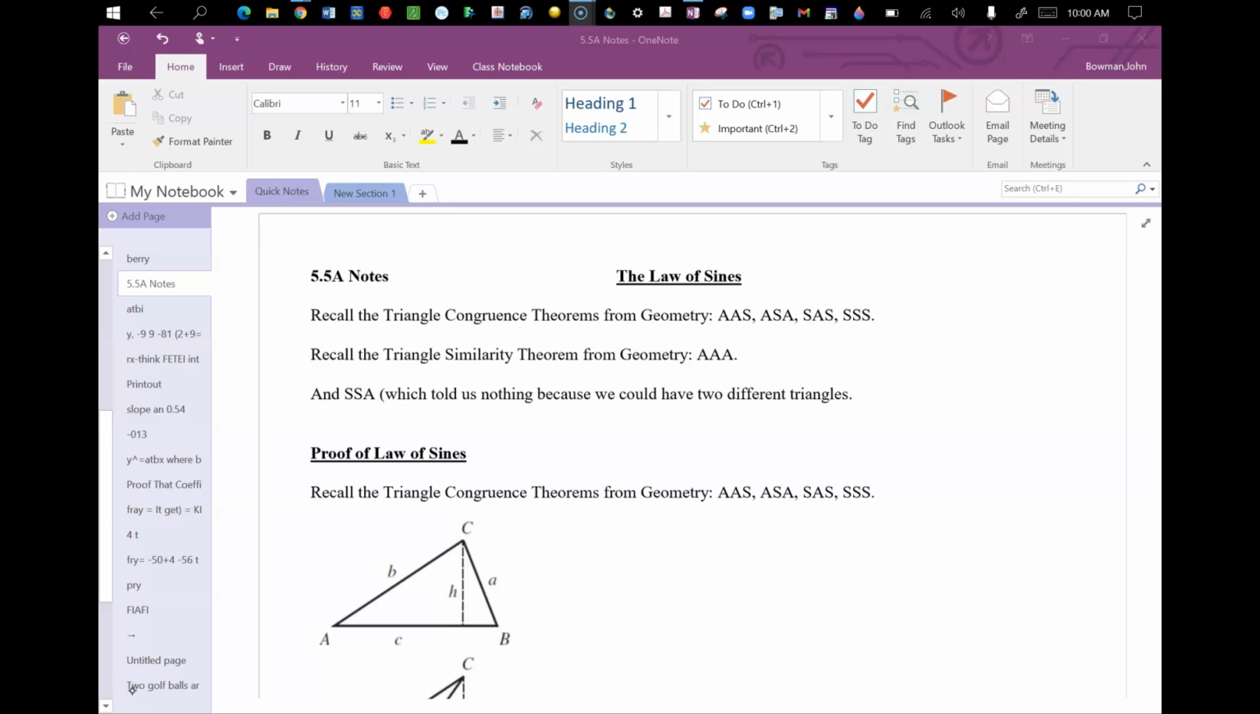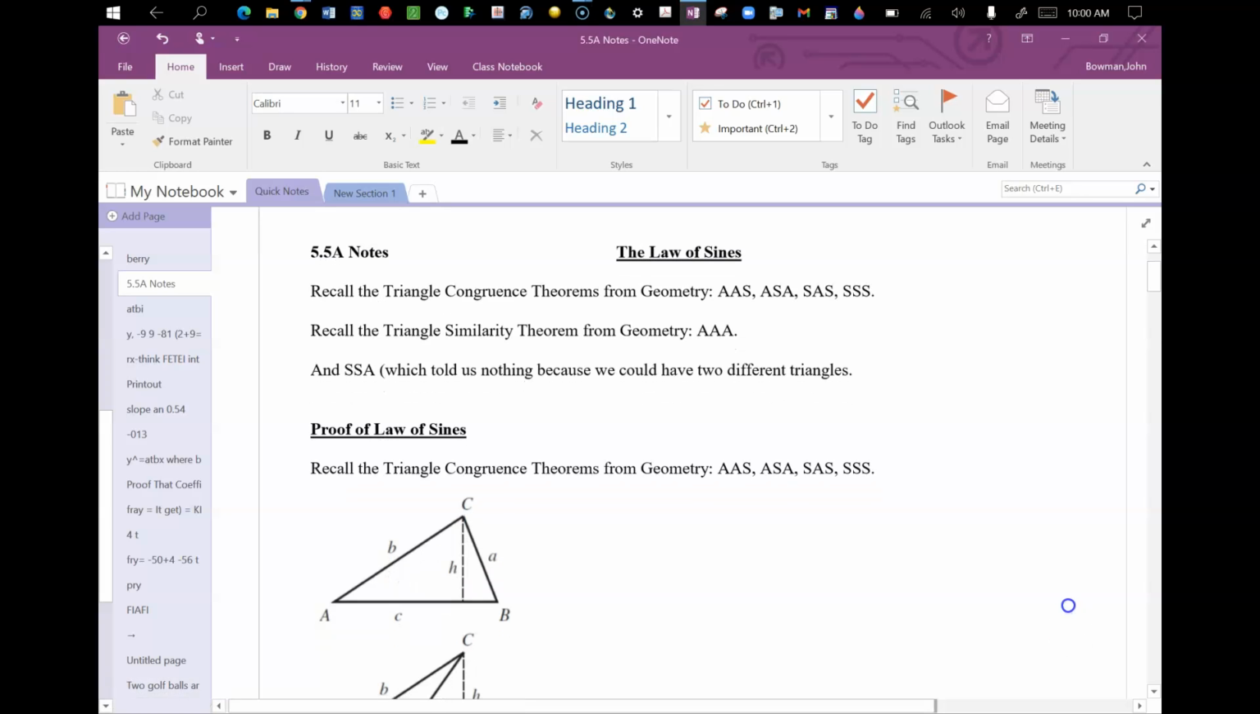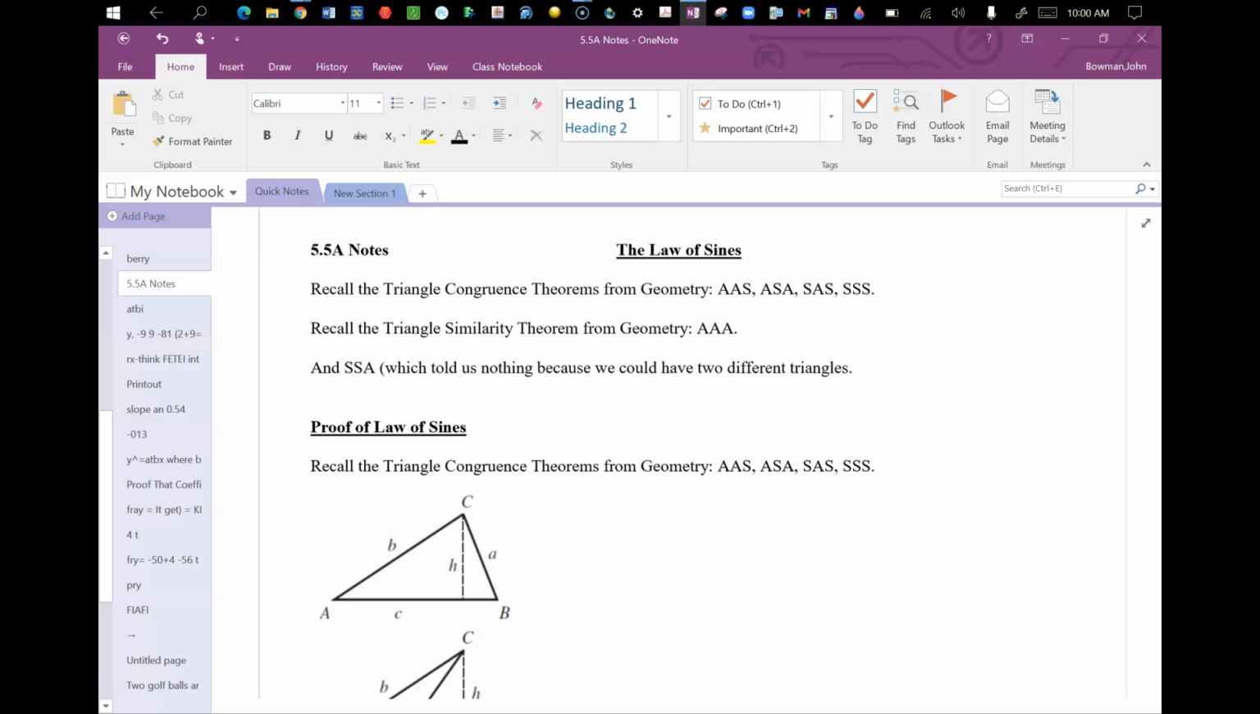And we're going to start out with something called the law of sines, which I'm going to prove for you in a minute. But before we do that, I want to remind you of the triangle congruence theorems from geometry. And if you don't remember, basically what those were is if we had, for example, two adjacent angles and a side, then we had the angle-angle-side situation, in which case we could prove two triangles were congruent to each other. And if you remember, corresponding parts of congruent triangles are congruent.